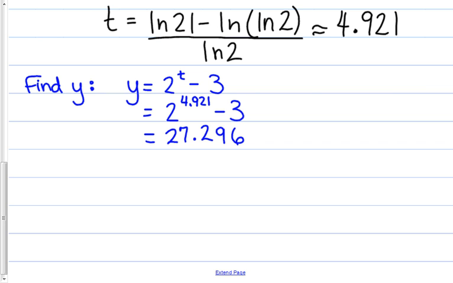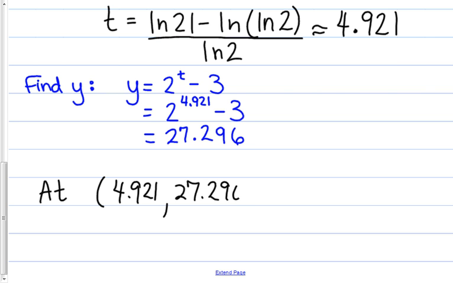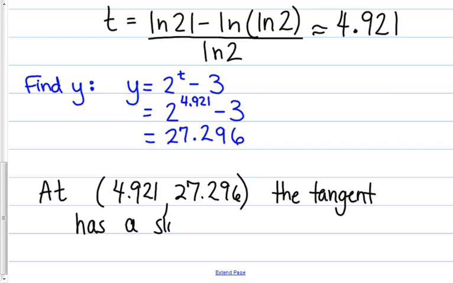So my answer is the point (4.921, 27.296). The tangent has a slope of 21. And there you go.